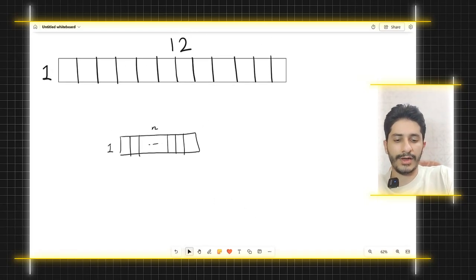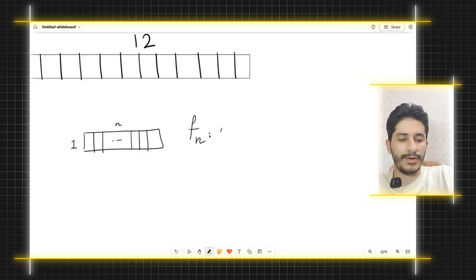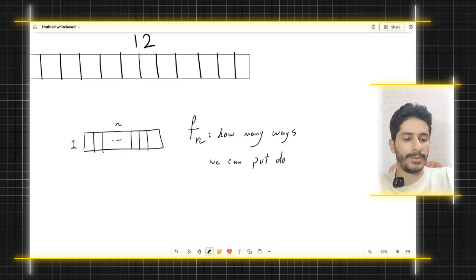And I'm going to define a recurrence relation named f of n. So what is the definition of f of n? f of n says in how many ways we can put dominoes, because we're not going to fill it necessarily, in a 1 by n tape, with the problem conditions.